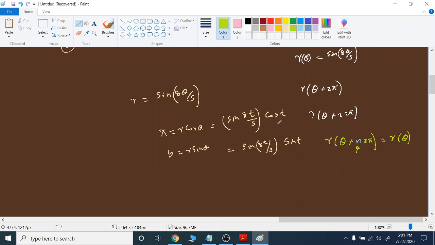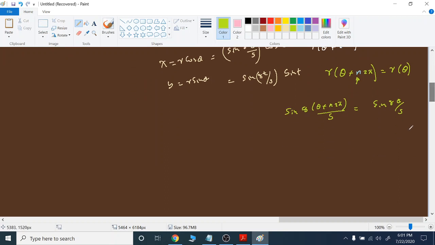That can be found from the equation we have for r. If you substitute these terms, you will get sine of 8 times (theta plus n 2 pi) over 5 to be equal to sine 8 theta over 5, right? And you can simplify it like this. So here we have to find this n value, right?